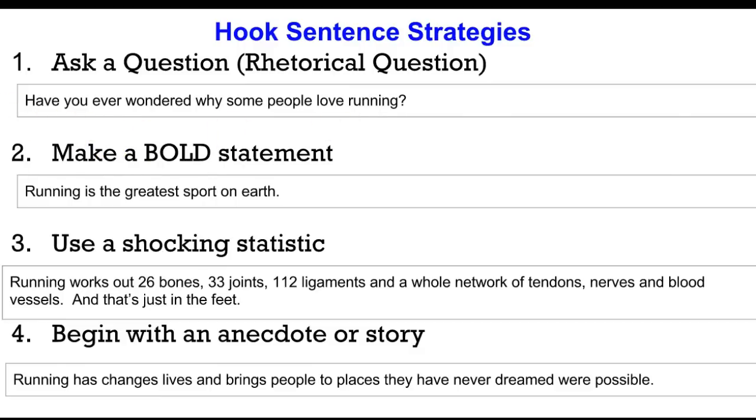The second option would be make a bold statement, right? Running is the greatest sport on earth. Wow, that's a pretty bold statement. Some of you like lacrosse, some like baseball, some love swimming. I'm telling you, I think it's running. And you'd say, well, I want to see if this person can prove this.